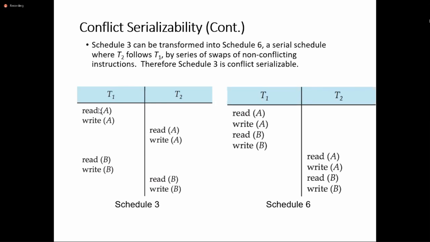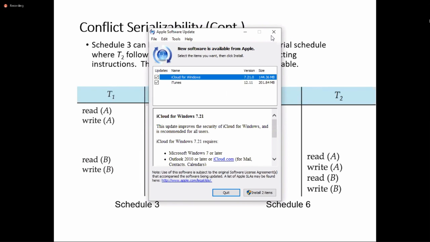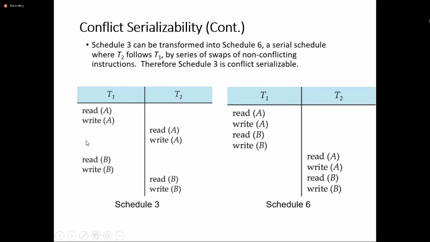Now transform to schedule 6. You can see here read A, write A, read B, write B for T1, and after that T2 starts: read A, write A, read B, write B. Sometimes you can include other steps inside, such as reducing an amount and writing, so the balance is different. B also sometimes has something inside.